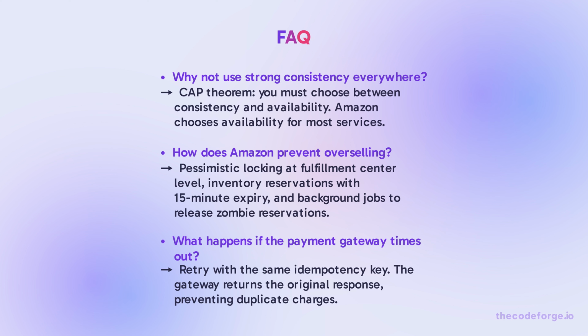How does Amazon prevent overselling? Pessimistic locking at fulfillment center level, inventory reservations with 15-minute expiry, and background jobs to release zombie reservations. What happens if the payment gateway times out? Retry with the same idempotency key. The gateway returns the original response, preventing duplicate charges.